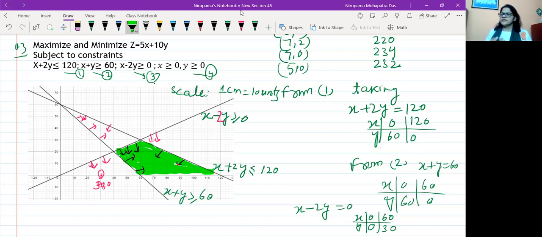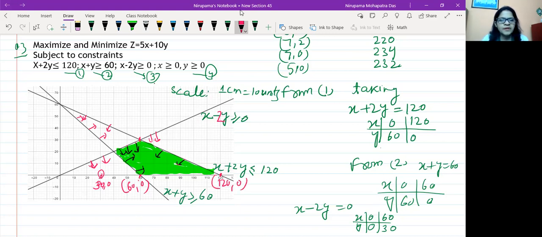Step 1 is draw the graph. Second step, shading. Third step is what? Third step is corner points. While taking the corner points, it is clear from the graph. So this point is 60, 0. Now this one is 120, 0.